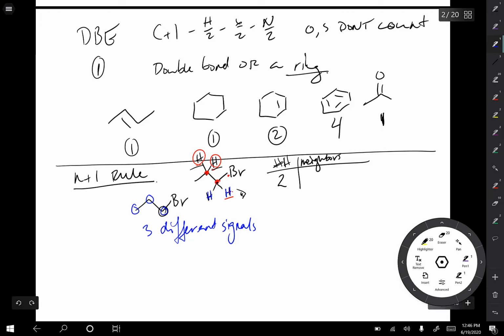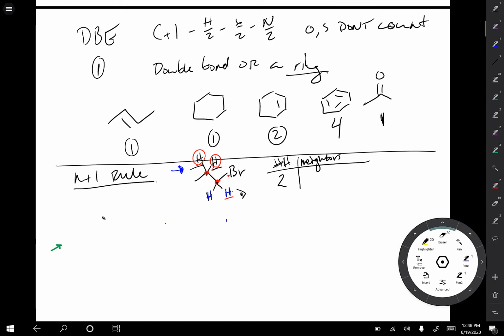Keep in mind that when you start to do this n+1 and looking at the number of neighbors, this is dependent upon these 2 hydrogens that are circled in red being the same, as in being equivalent, okay? So, how many neighbors do the blue protons have? They see the 2 red protons. That means n is equal to 2, okay? So number of neighbors over here will be 2, and we're looking at the blue protons.